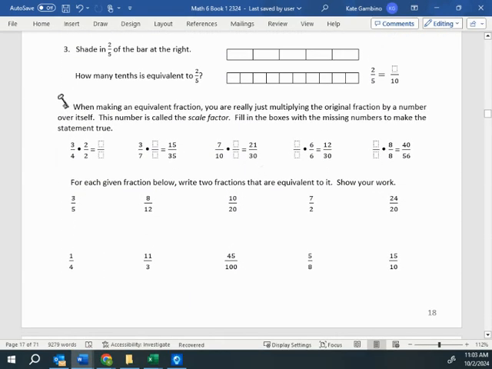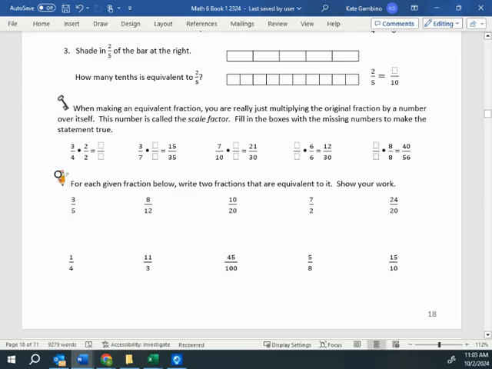Let's look at number 3. Shade in 2/5 of the bar at the right. How many parts do I want to shade in, Emma? 2. How many tenths are equivalent to 2/5? I'm going to shade in that same amount, the same value. But now it's broken into tenths, so how many sections of the tenths, Hudson? 4. See how they're the same value, the same amount is shaded in, it's just broken up differently.